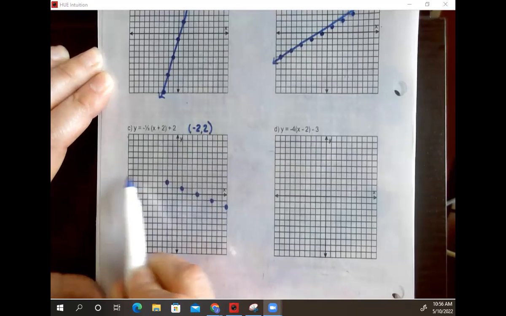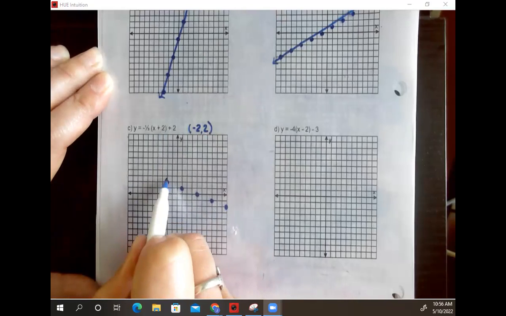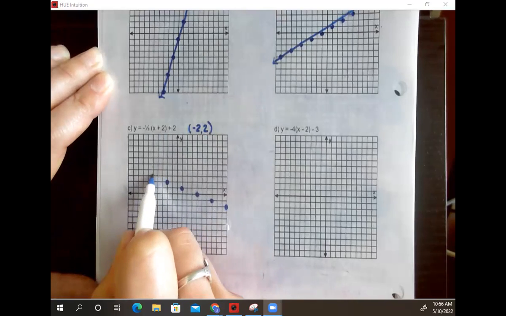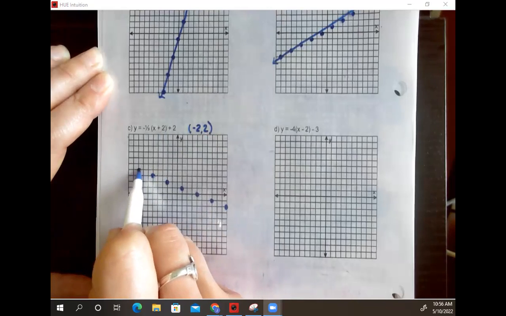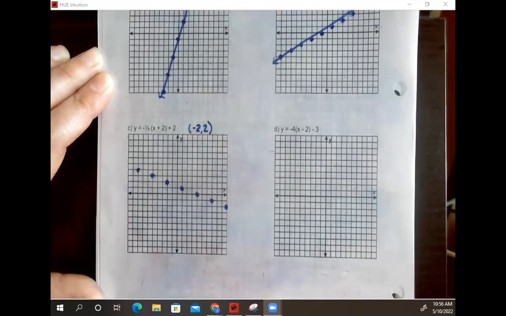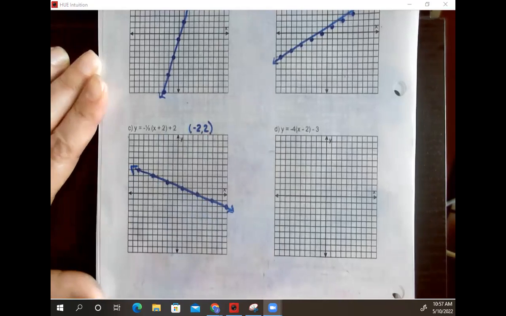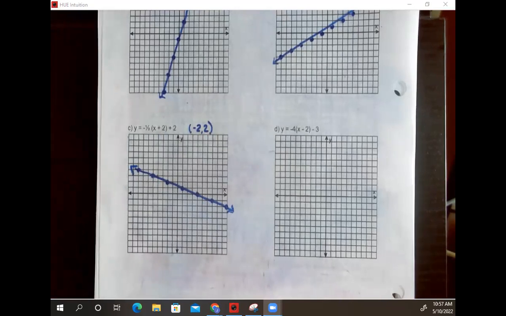And now I reverse those directions to find points to the left. So up 1, back 1, 2, 3, and again. I'm going to run out of room if I try and do another one, so we'll stop there. Again, my points should all line up. If they don't, go back and double check what you plotted. Throw your arrows on the end. I would like you to try D now.